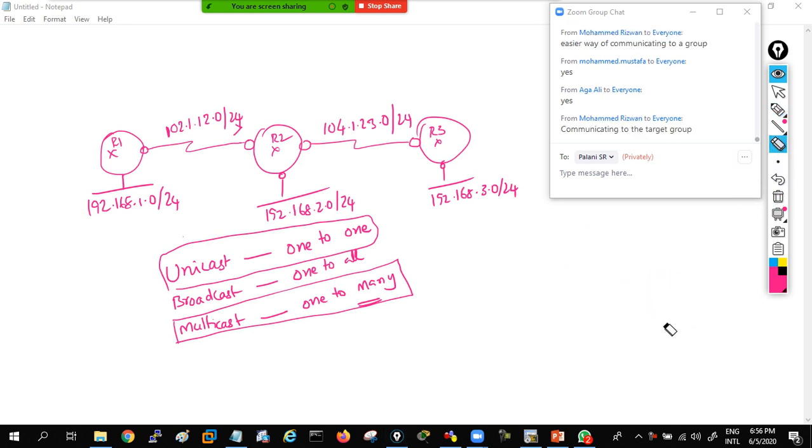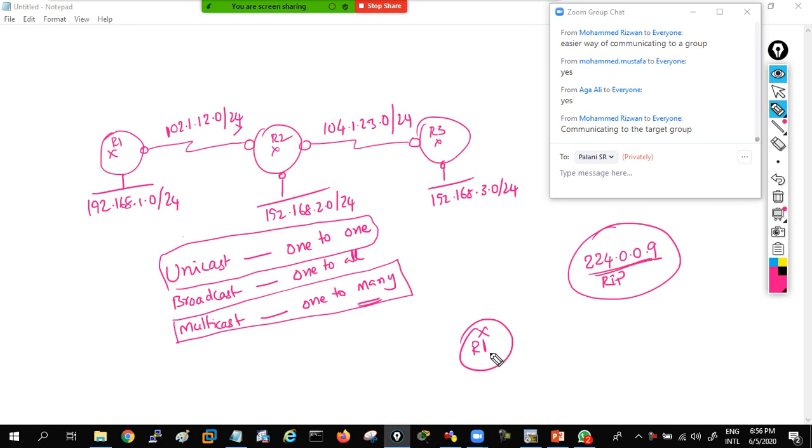Now the RIP protocol. See that. The RIP protocol is going to use 224.0.0.9, which is the multicast address for RIP. So router 1 knows, whenever you enable RIP in a router, that his multicast address is 224.0.0.9. So this router 1 is configured with the RIP protocol. He knows the multicast address, so he will send his updates to his multicast address.